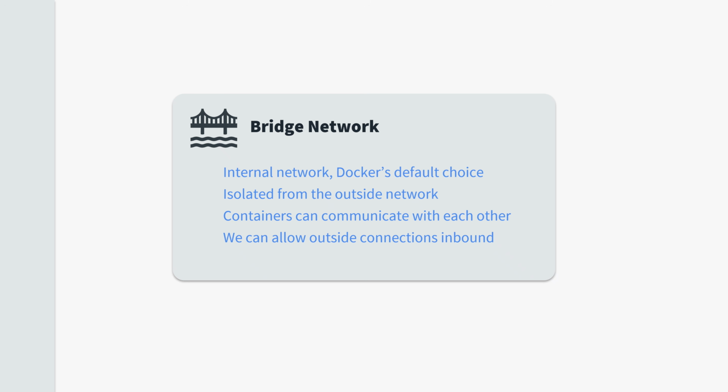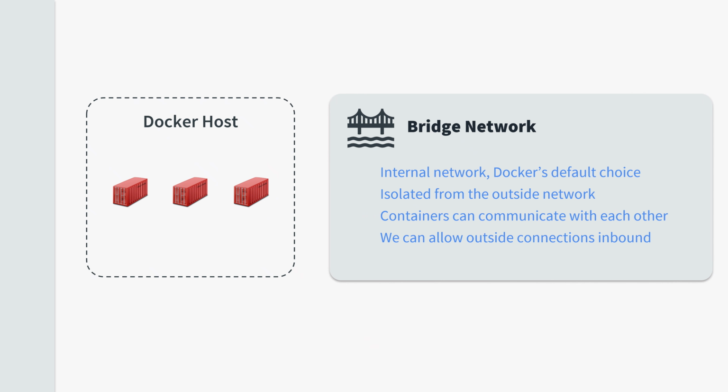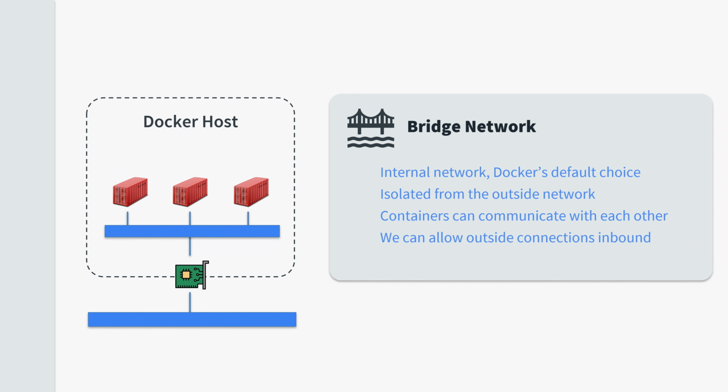Let's take a look at some of the network types available in Docker. The default type is called the bridge network. This is an isolated network. It lives within the Docker host. Multiple containers can connect to the same bridge network to communicate with each other. By default, there are no restrictions on communications between containers on the same bridge network.